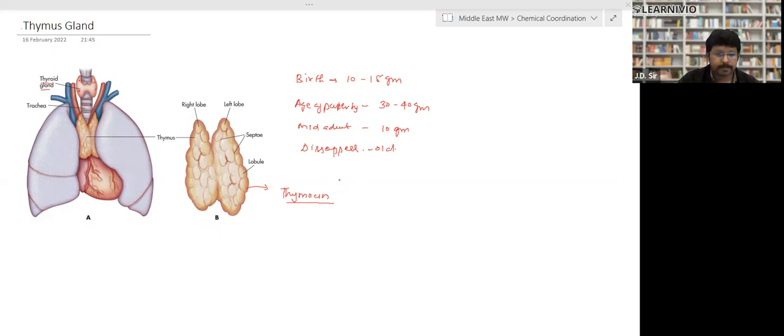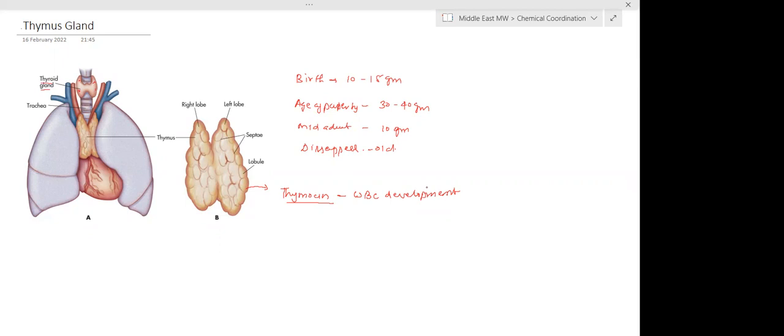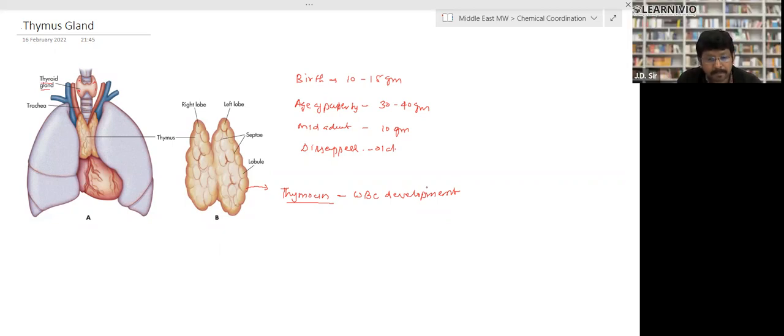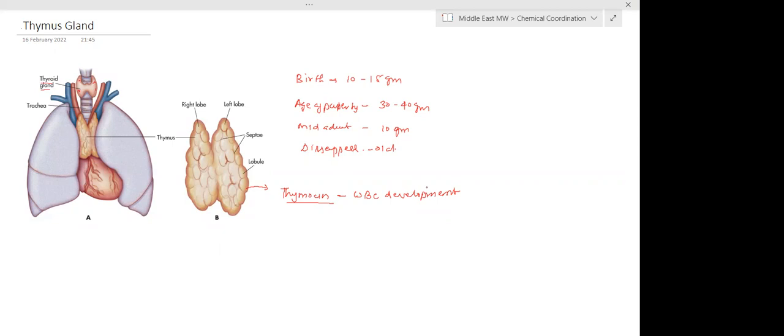Thymosin stimulates development of a certain kind of WBC, which provides immunity to our body. Next point.